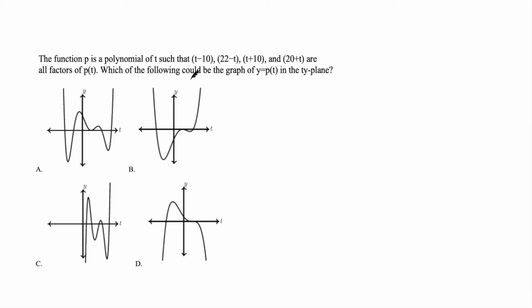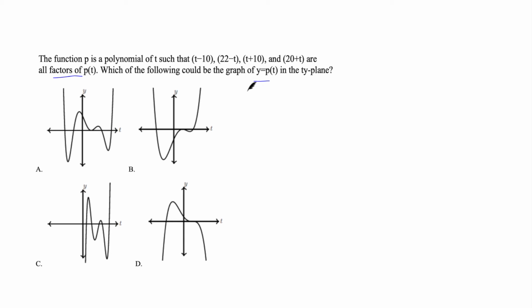The function p is a polynomial of t such that t minus 10, 22 minus t, t plus 10 and 20 plus t are all factors of p of t. Which of the following could be the graph of y equals p of t in the ty plane? Okay, so we are given 4 different factors.